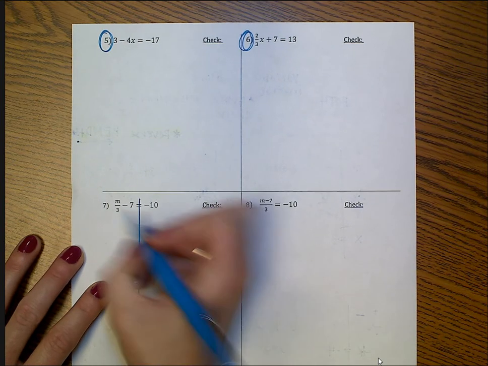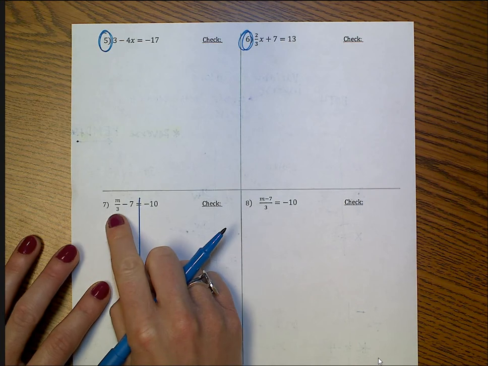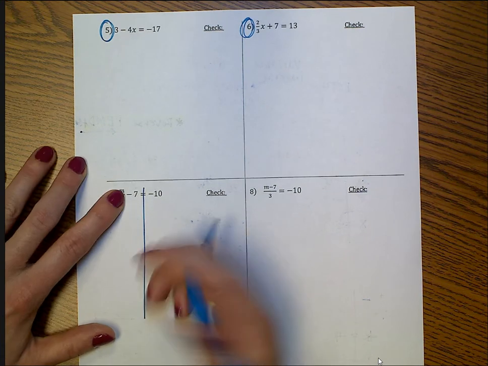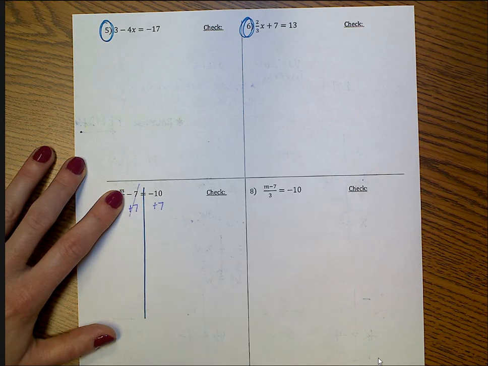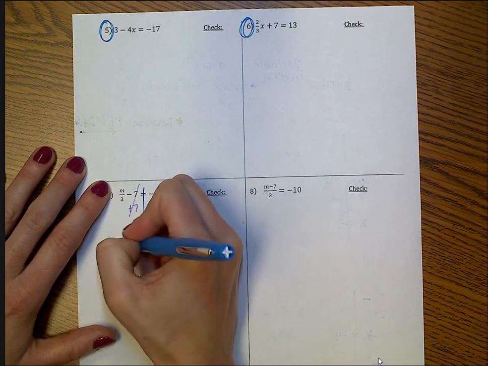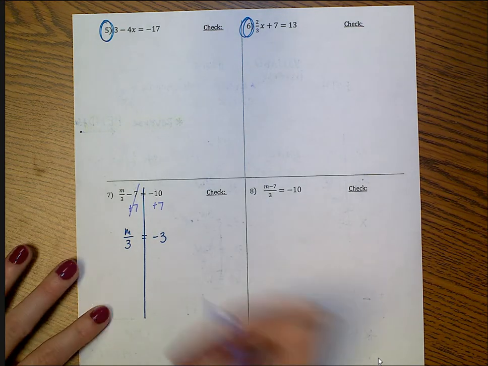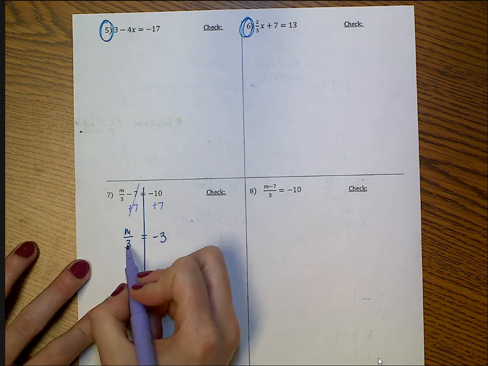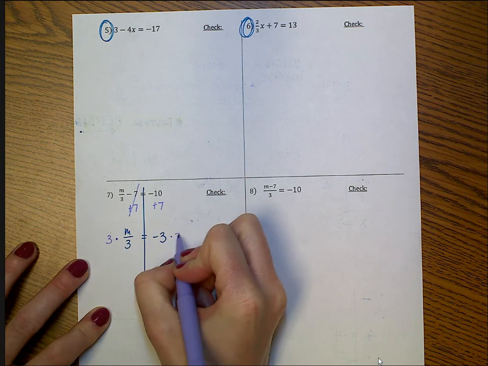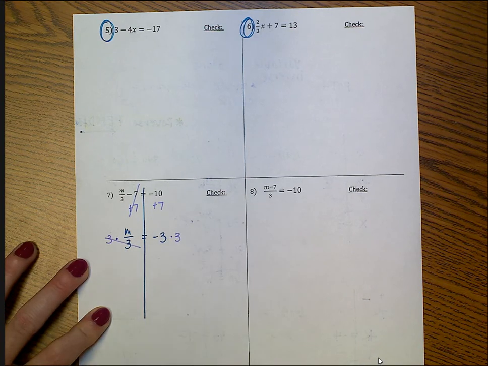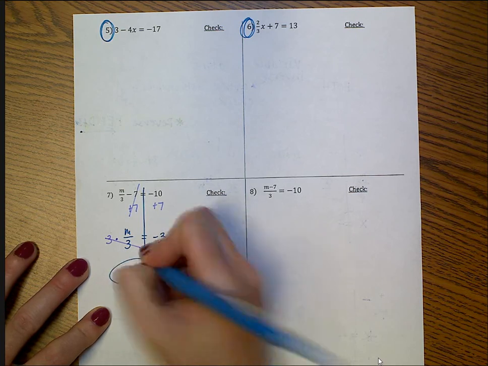Okay, goal is to get m by itself. I need to move the 3 and the 7. Move what's not connected to the variable first. So the 3 is connected. I need to move the 7. So I'm going to add it. And I have m over 3 equals negative 3. Don't even think of this as a fraction. You're just dividing by 3. That's all the fraction line means. So do the opposite and multiply both sides by 3. And that'll give me m equaling negative 9, which I'm going to check.